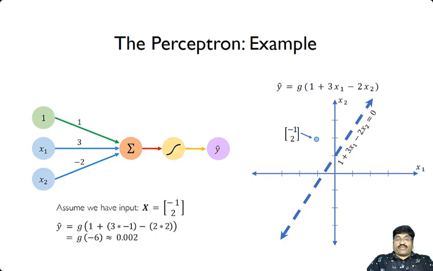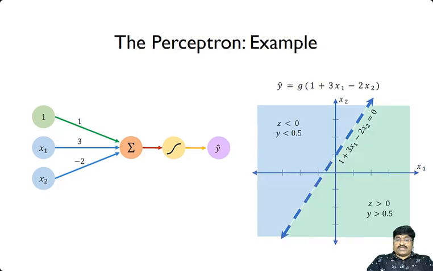So before we apply the nonlinearity, we get minus 6. When we apply a sigmoid nonlinearity, because sigmoid collapses everything between 0 and 1, anything greater than 0 is going to be above 0.5. Anything below 0 is going to be less than 0.5. So because minus 6 is less than 0, we are going to have a very low output, this 0.002.